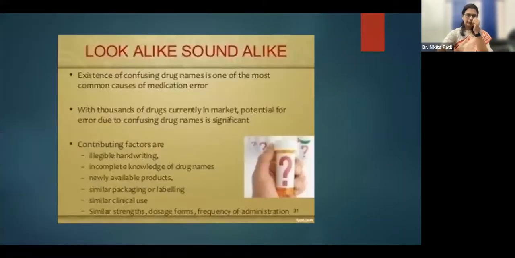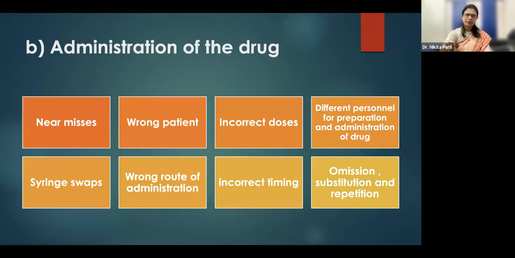Look alike and sound alike. Existence of confusing drug names is one of the most common causes of medication error. Medzol 40, 200, 400. So difficult to identify. And when we are ordering someone or telling someone else to give the drug, it becomes even more difficult. With thousands of drugs currently in the market, the potential for error due to confusing drug names is significant. And what are the contributing factors? Illegible handwriting, incomplete knowledge of drug names, new products becoming available every day, similar packaging or labeling, similar clinical use, similar strengths, dosage, frequency of administration.